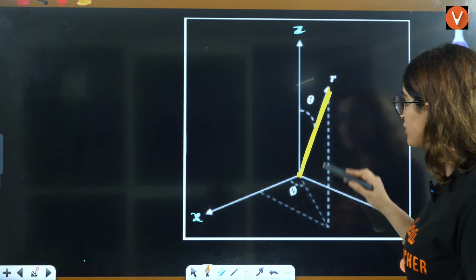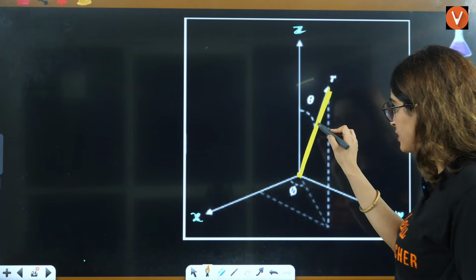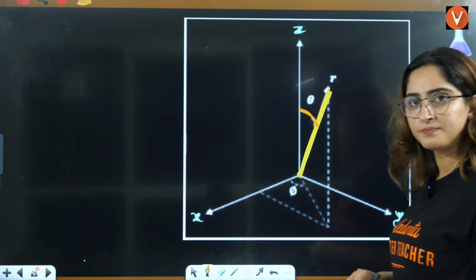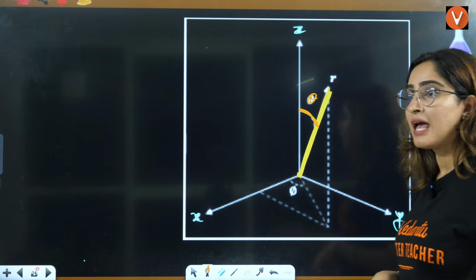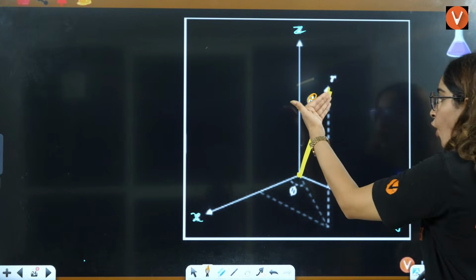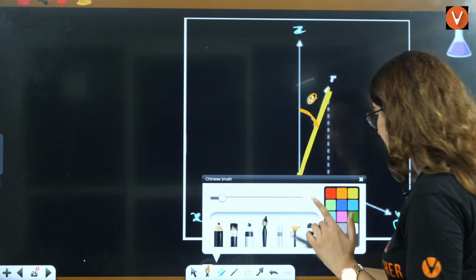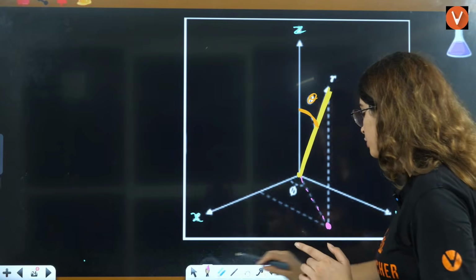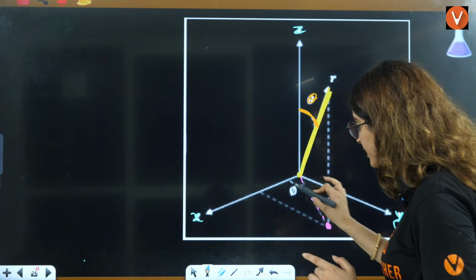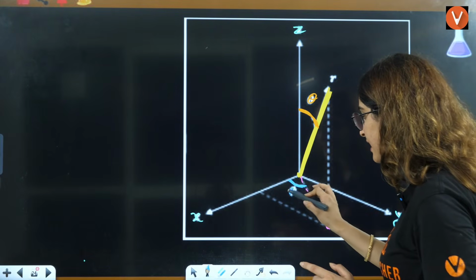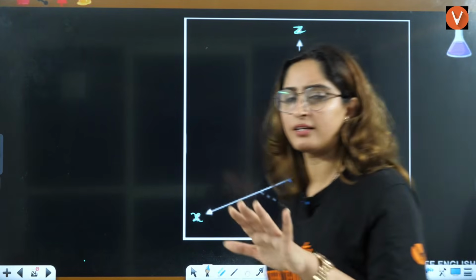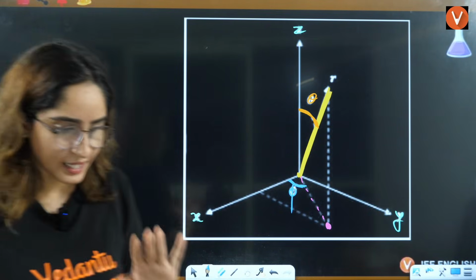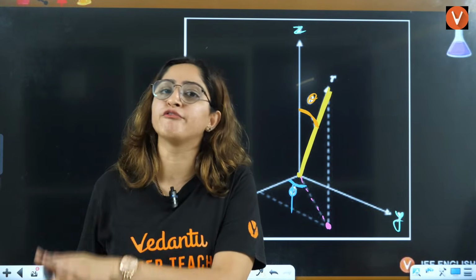What angle are you measuring? This particular line makes an angle with the z-axis, and that is theta. When you draw the shadow of this line, you cast a shadow, and that shadow makes an angle with the x-axis, which is called phi. That's all you need to know about theta and phi. They are the angular wave function.